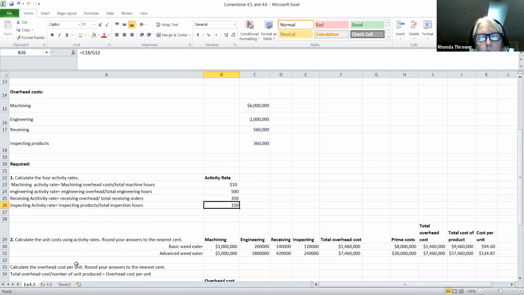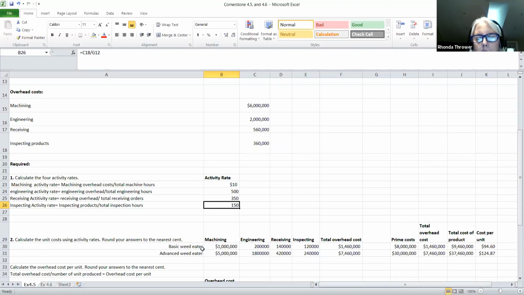In part 2, they want you to calculate the unit cost using the activity rates, and they want you to round your answers to the nearest cent. Again, they're asking us here for the unit cost of each one of our products. So what I did is I set up a table for showing both of my products, the basic weed eater and the advanced weed eater. And I also showed each activity that would go into producing these products.